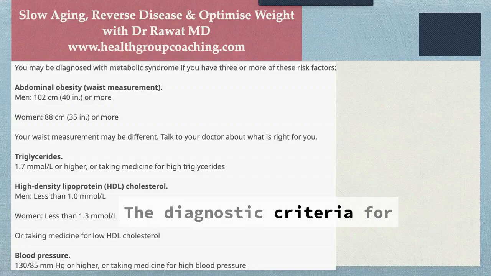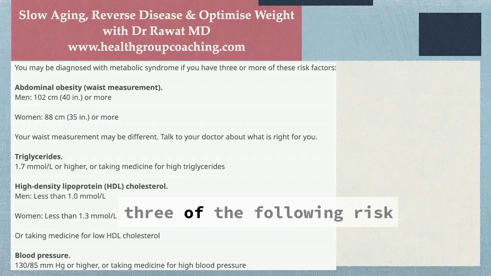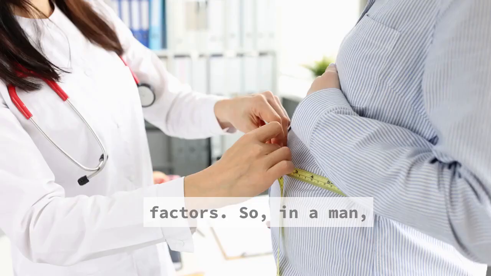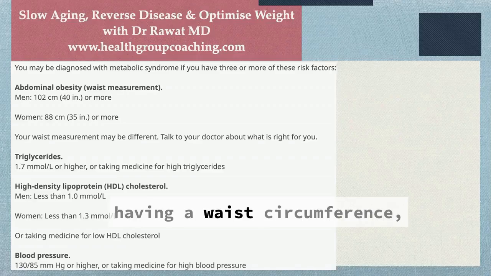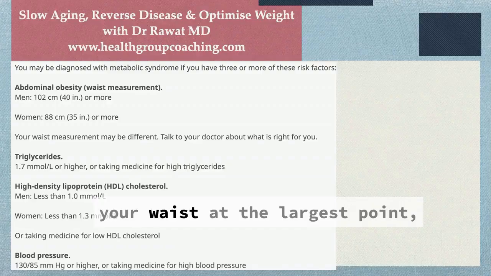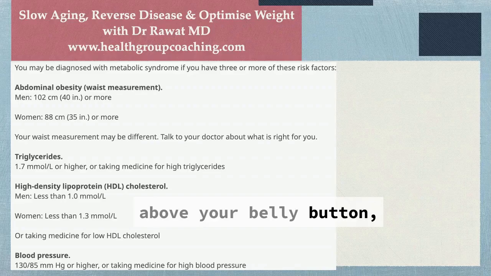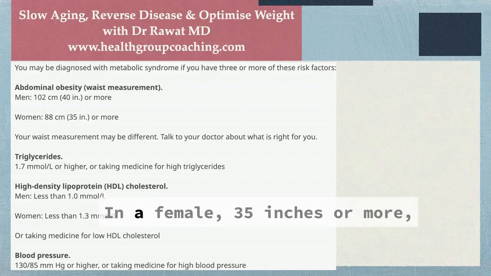The diagnostic criteria for metabolic syndrome is having any three of the following risk factors. So in a man, having a waist circumference, which would be a measurement of your waist at the largest point, which typically is a few inches above your belly button, of 40 inches or more. In a female, 35 inches or more.